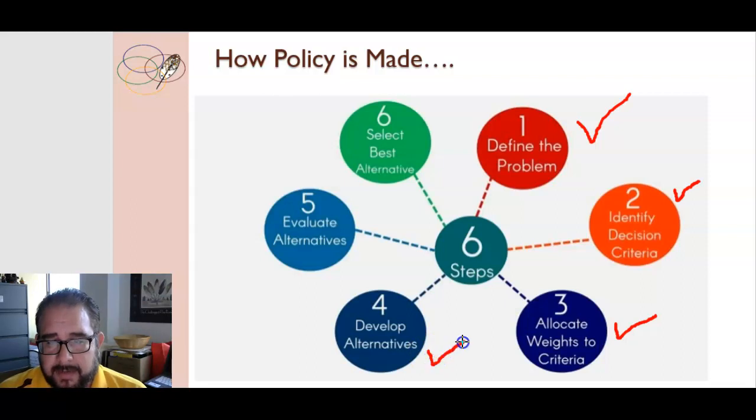Develop alternatives. So in policy, they don't just necessarily advocate for one thing. You could advocate for multiple avenues of action, and you can even advocate to not take action as well and maintain the status quo. You evaluate the alternatives, so you're looking at each choice that you have, and then in the end you select the best alternative.